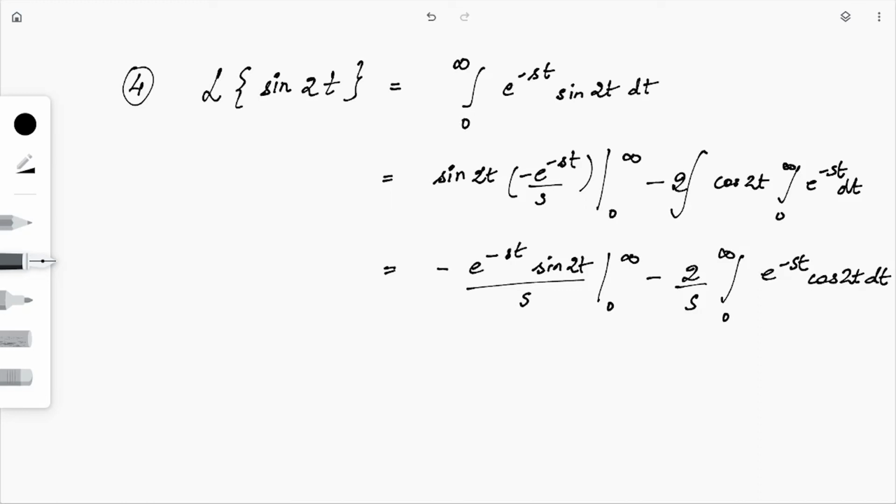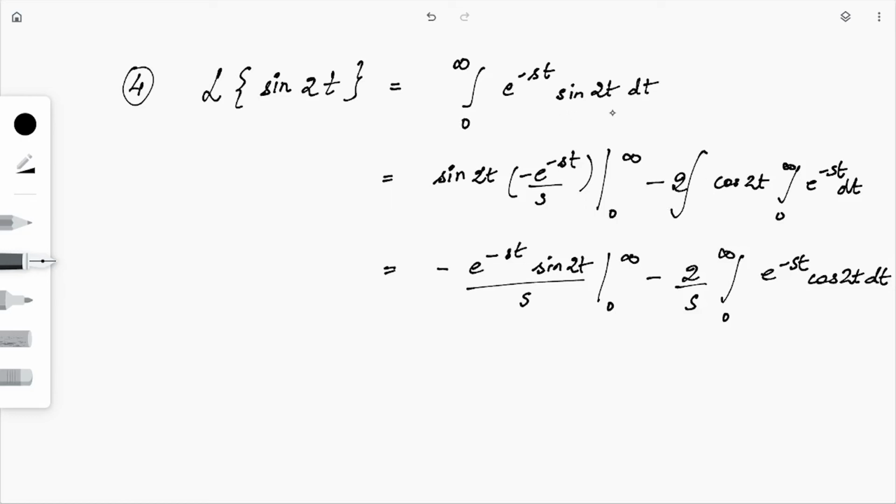I hope you are getting the integration by parts concept clear. This is the derivative, this is the first function, this is the second function. The first function remains as it is in the first term, and we'll integrate the second function, and in the second term it will be negative.